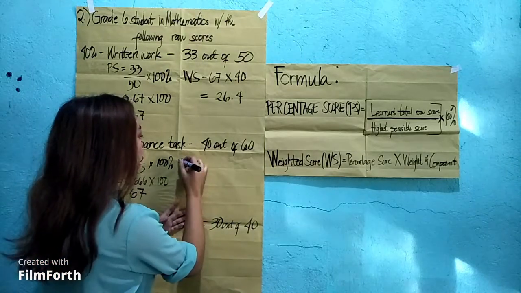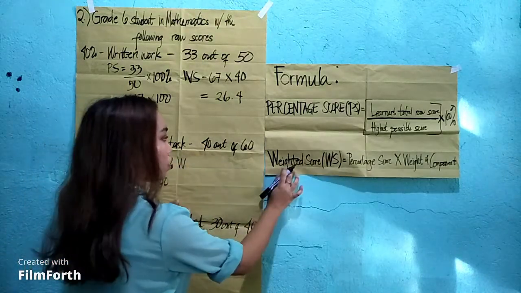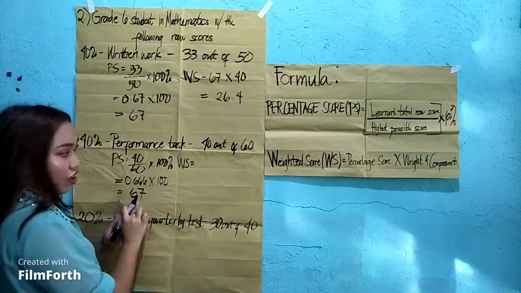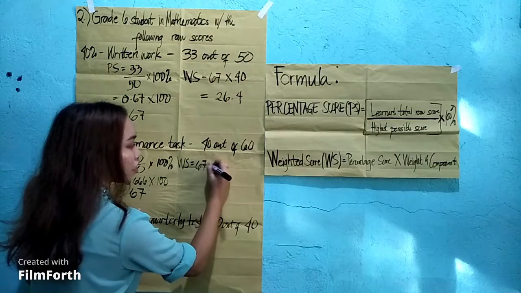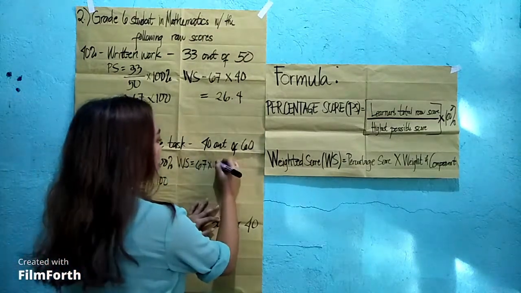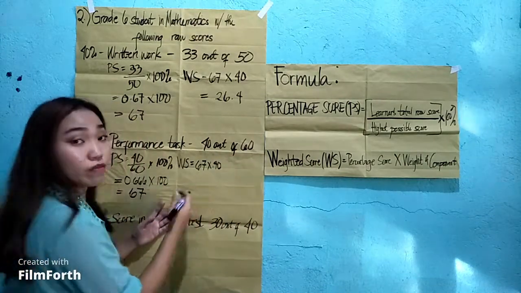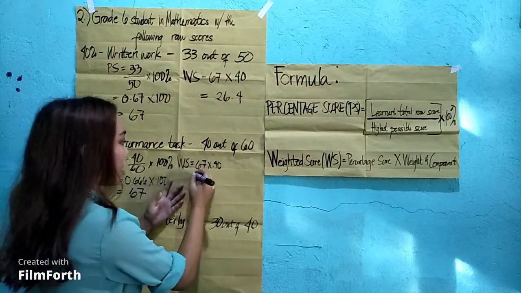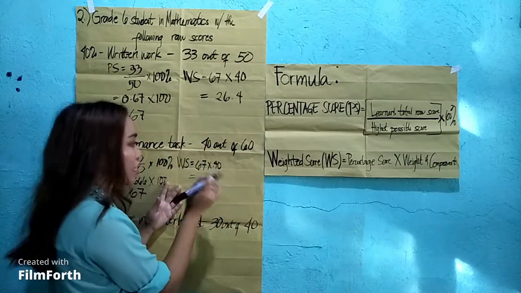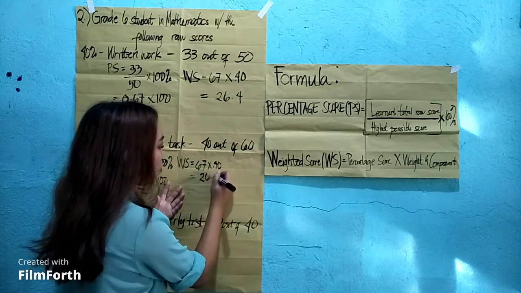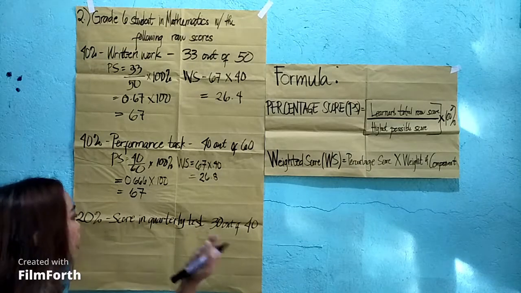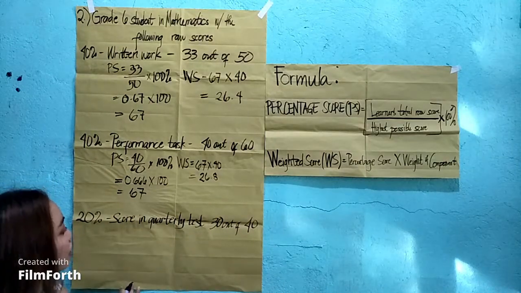So here, we're going to the weighted score. 67 times 40%, 0.40, equals... 67 times 0.40 is 26.8. So that's it. So proceed here and score the quarterly test.